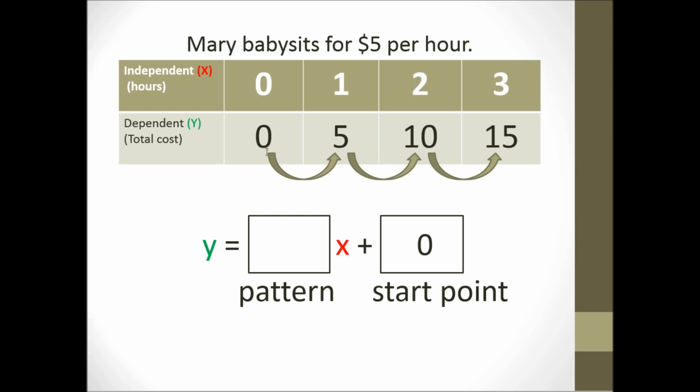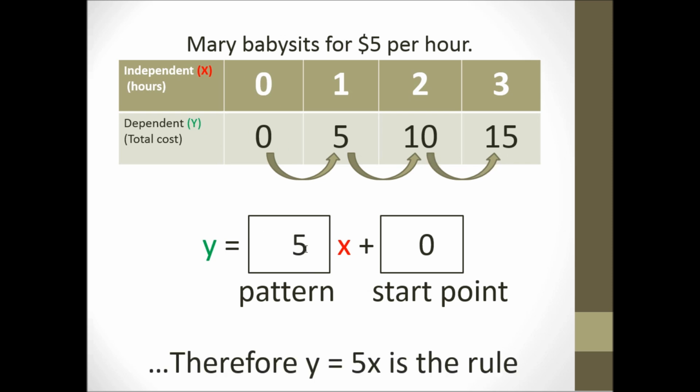Now the pattern, how did I get from 0 to 5? From 5 to 10, from 10 to 15. You went up 5. So the pattern's 5. That makes your final result Y equals 5X, and that is the rule. You don't have to write the 0. Next question.